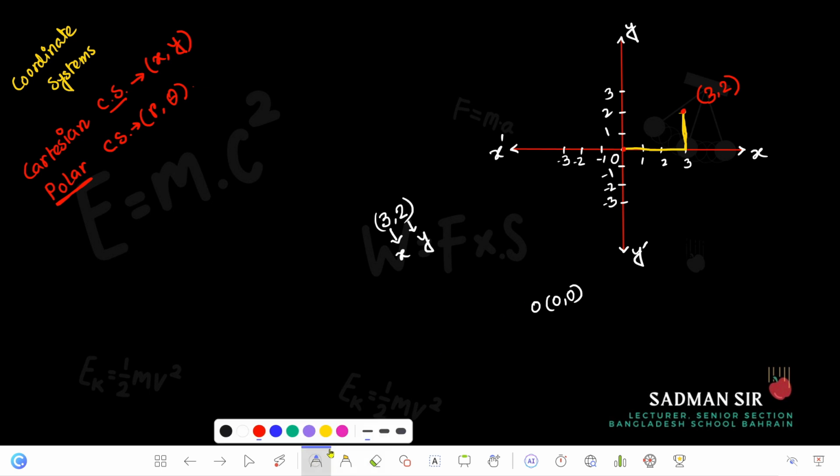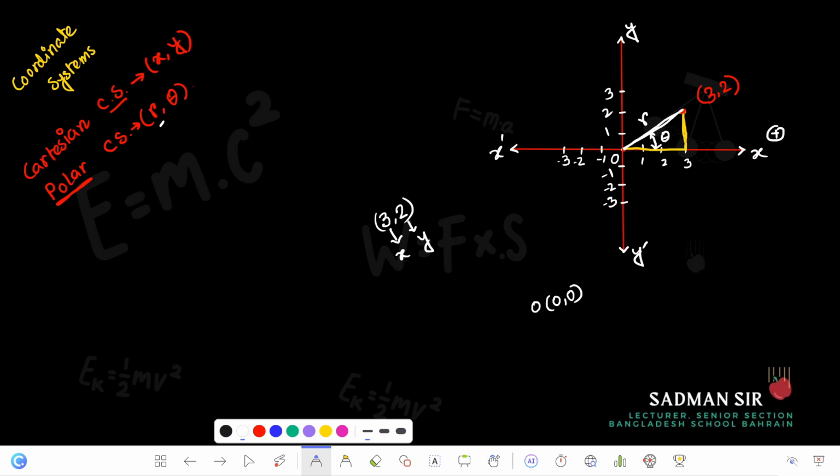For example, let me show you in this way. If I join the point with the origin, I will get this line. The length of this line is r. And what is theta? Theta is the angle that r, that means the line of r, makes with the positive side of the x-axis. Remember, the angle we will always take with the positive side of the x-axis. This angle is theta.